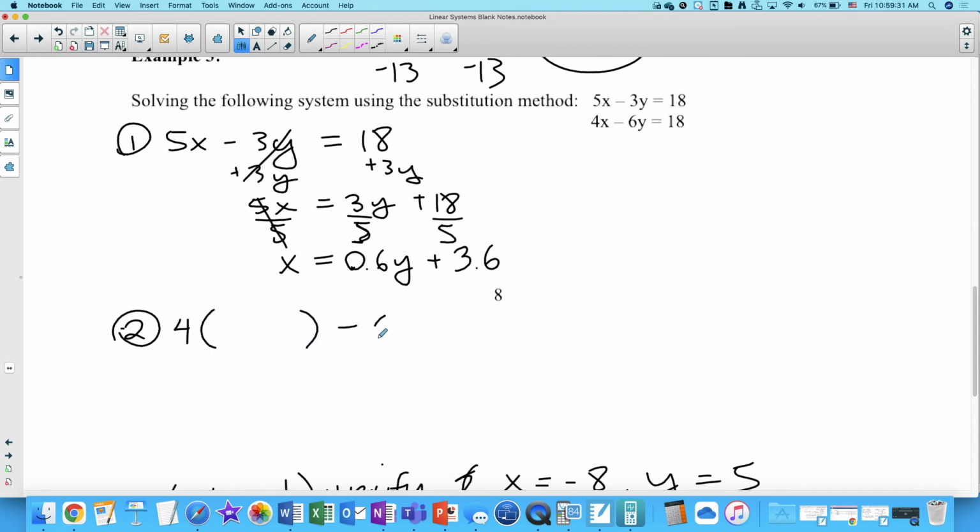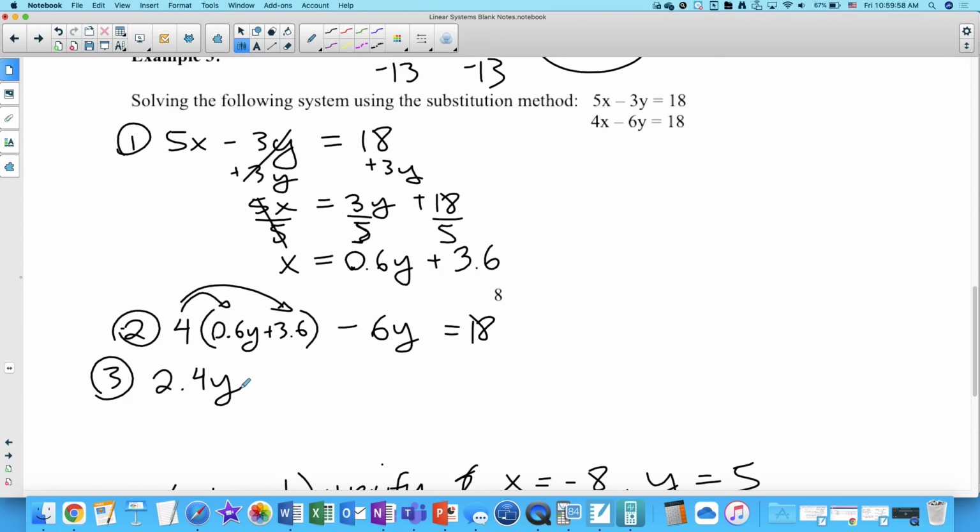Okay, and then I have to do the algebra in step 3. I got to solve. So distribute. 4 times 6 is 24, so this is going to be 2.4y, and then 4 times 3.6 is what? 14.4, thank you. Minus 6y equals 18. And of course we've got to combine the y terms. So 2.4 minus 6 is negative 3.6y plus 14.4 equals 18.